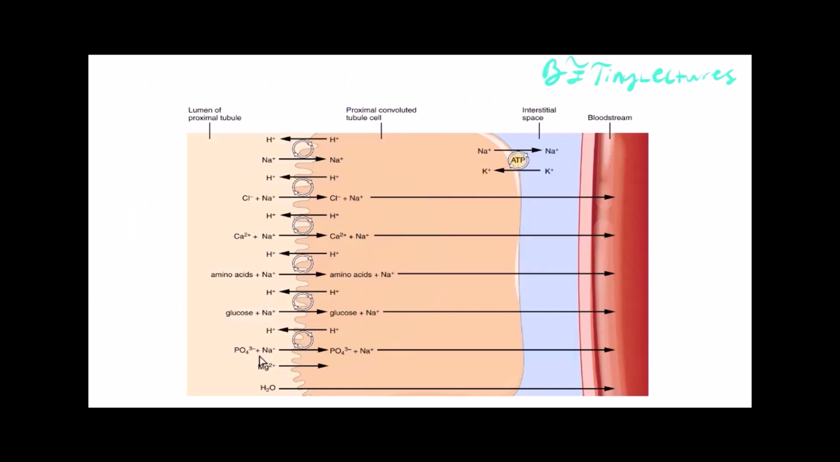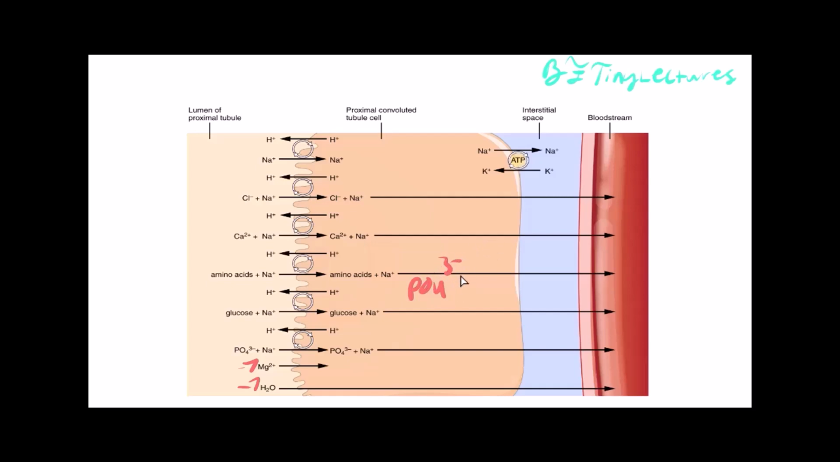Now we're dealing with magnesium, and we're also dealing with water. Both magnesium and water can easily pass from the apical region into the basal region, and from the basal region they go into the interstitial space, which eventually leads to the bloodstream. But what about PO4 or phosphate? What about this guy? Well, PO4 3-, this is called phosphate.